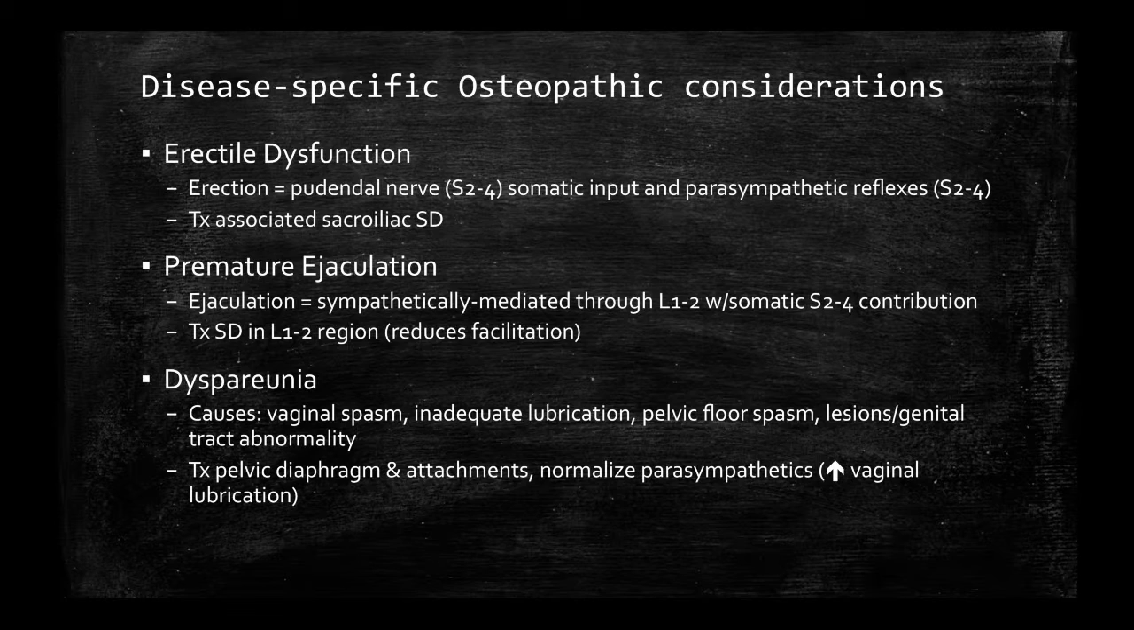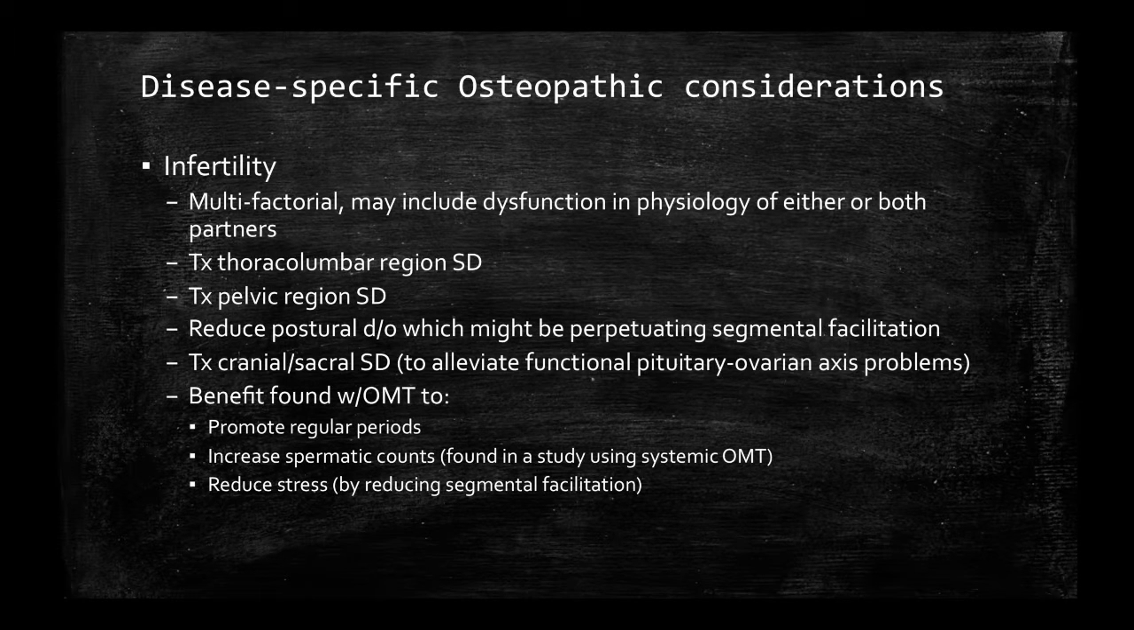In dyspareunia, which is painful intercourse, most causes are vaginal spasm, inadequate vaginal lubrication, pelvic floor spasm, or lesions or other genital tract abnormalities. You want to treat specifically the pelvic diaphragm and its attachments, and normalize the parasympathetics, which will increase vaginal lubrication. For patients with infertility concerns, you need to follow a multifactorial approach, which may include dysfunction in physiology of either or both partners.